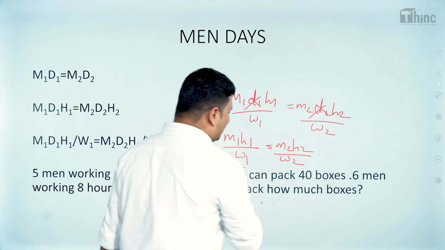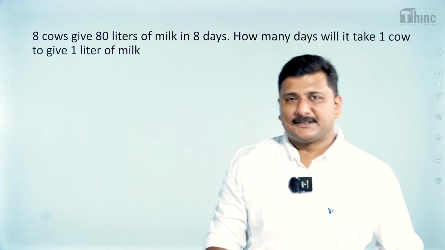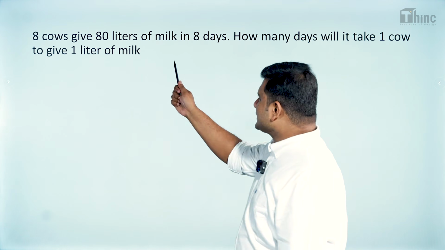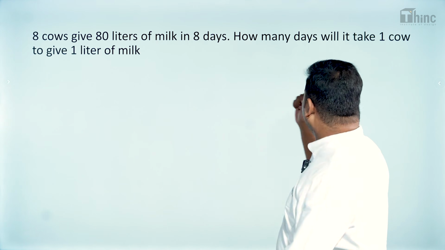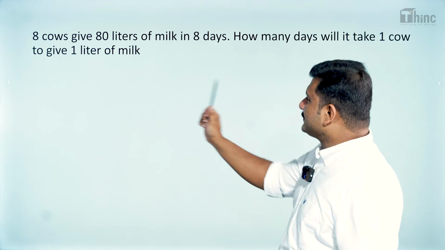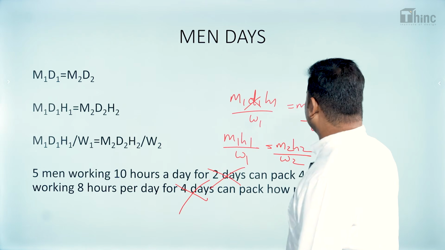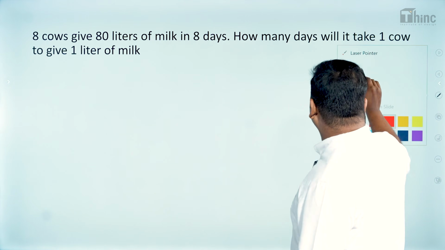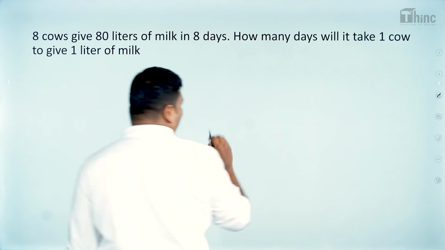We have a question connected to the same. This is a very interesting question. 8 cows will give 80 liters of milk in 8 days. One cow will produce 1 liter of milk in how many days is the question. So this is a pure application of what we discussed. So what is the equation we have?